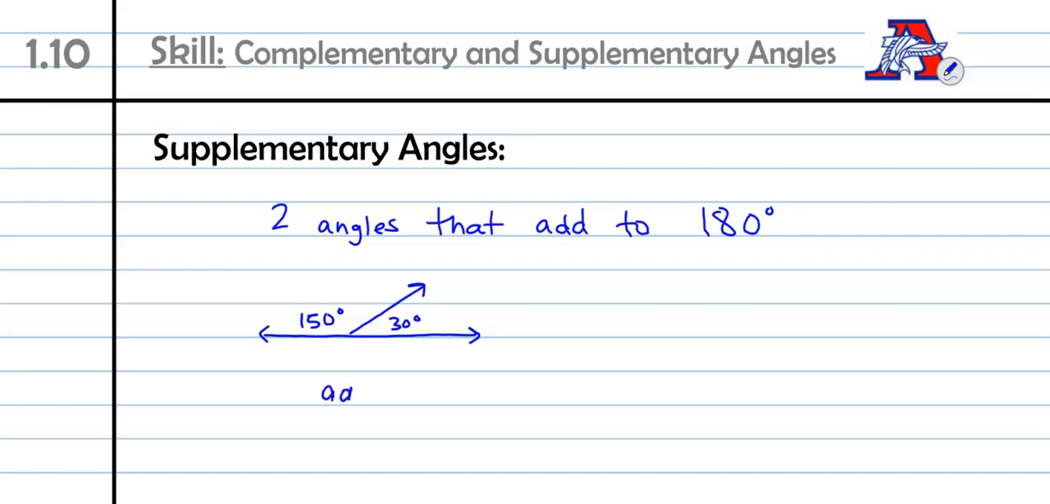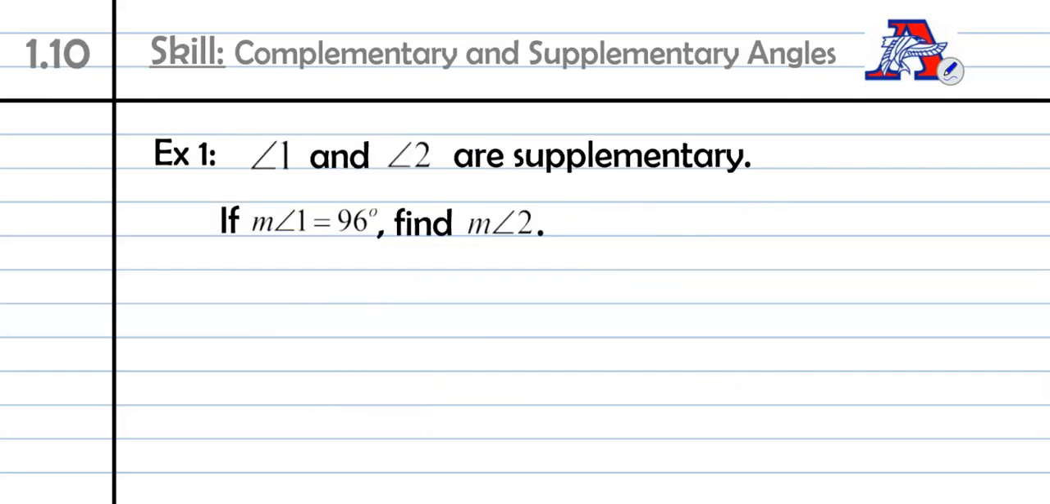Okay, so we could have them being adjacent. Or maybe we had like a, I don't know, 100 degree angle here. And then maybe we had something just less than 90. So 80 degrees like so. So these guys would be separate, but they would also add to 180 degrees. All right, now I like to remember that supplementary and straight both start with an S. So that's how I distinguish the two. Supplementary starts with S, means straight, means they add to 180 degrees.